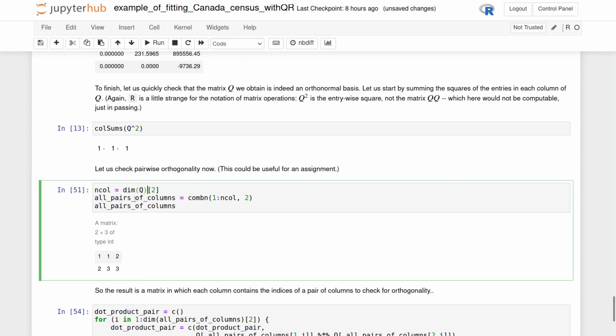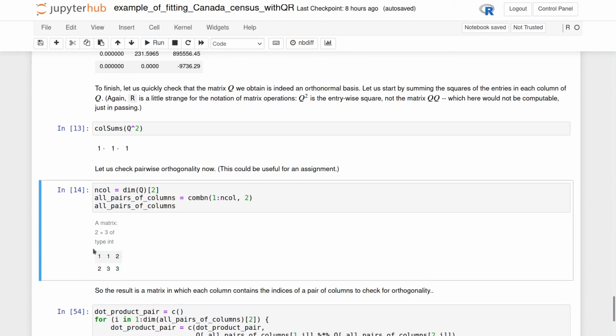And I'm going to use this nice function that I mentioned in the hints to assignment 3, which is comb n, which is going to give me all the combinations of, in this case, two entries in this vector. So 1 to n call is going to be the vector 1, 2, 3, okay? Because in this case that we're looking at, Q has 3 columns. And it's going to produce a matrix where each column has a different combination.